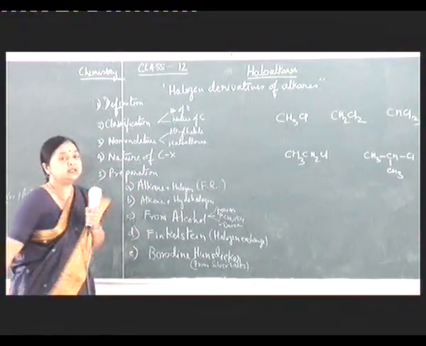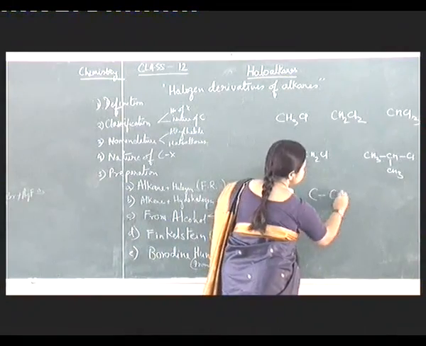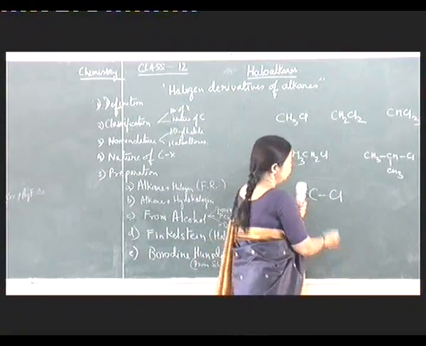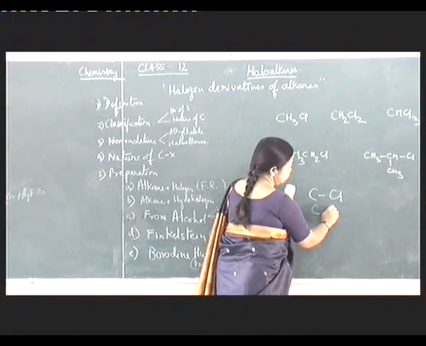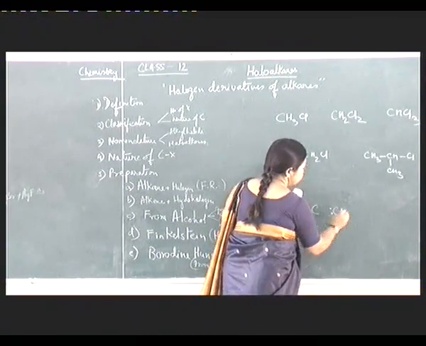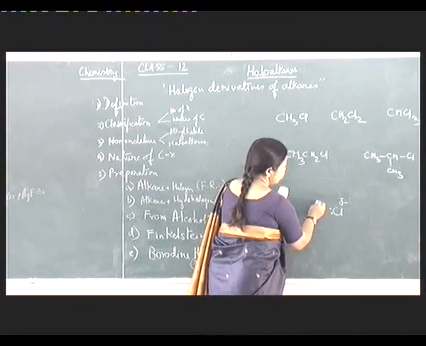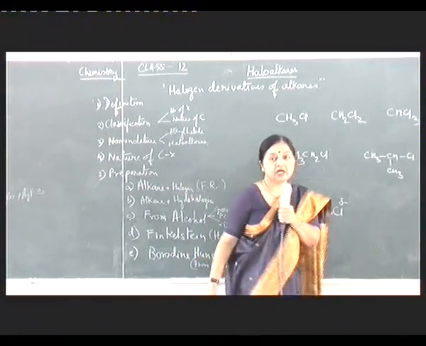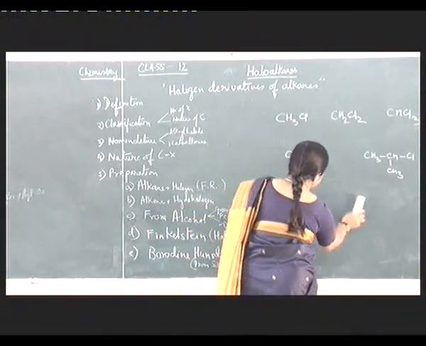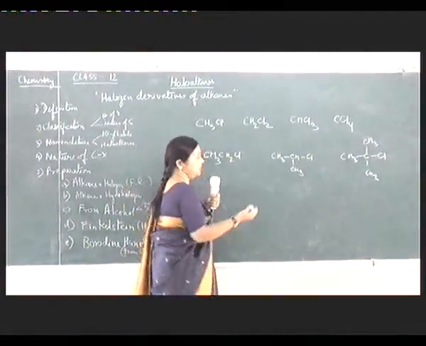Nature of the carbon-halogen bond. Now we all know that halogens are highly electronegative, much more electronegative than carbon. So the shared pair of electrons is displaced towards the halogen atom. Naturally a partial negative charge develops on the halogen atom and a partial positive charge on the carbon. So it is polar in nature. There is polarity in the molecule because of the high electronegativity of the chlorine, fluorine or bromine atom.